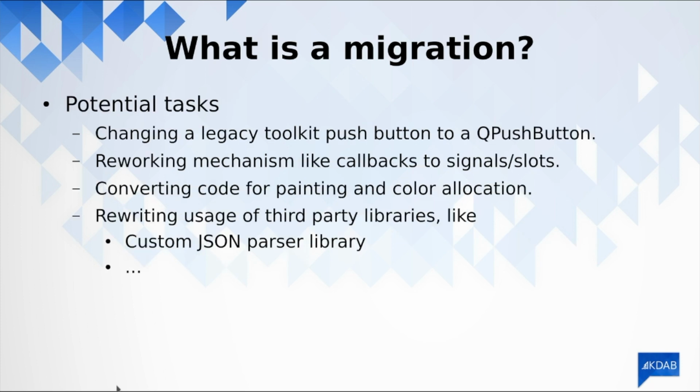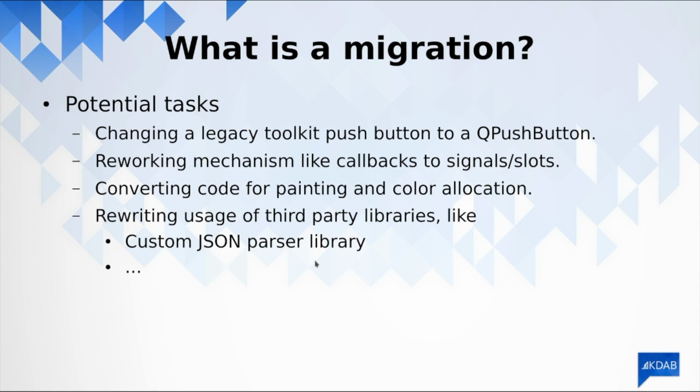What are the potential tasks we have to do when doing a migration? We might need to port visible elements of the user interface towards Qt, for instance by changing out the legacy toolkit push button to a Qt push button. Or we might have to rework notification mechanisms using callbacks to the way it does Qt via signals and slots. Additionally, we might need to convert code for painting custom elements of the user interface. Think of a speedometer in a car dashboard.